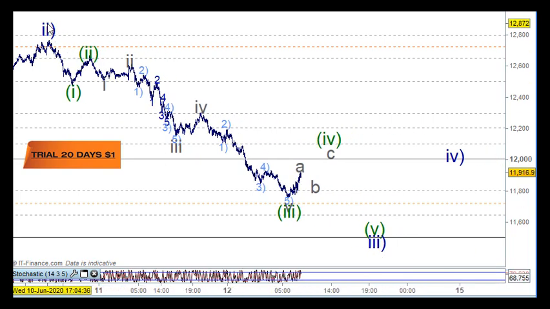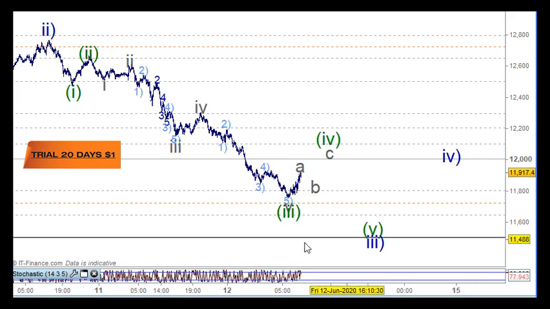So from blue wave 2, we're looking down for blue wave 3 here, which will bring us on to the 11,500, the medium level here. And between 2 and 3 here, we're looking for 5 waves. So 1 and 2 here, and down for wave 3 here, then wave 4, and then wave 5 here. So we can pull this apart as much as we want.